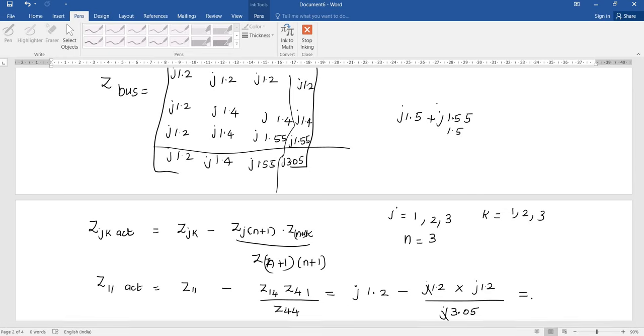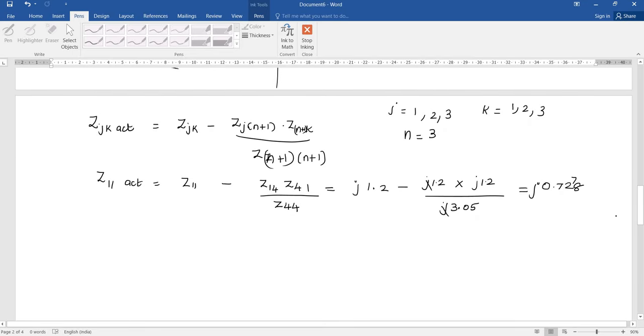So the answer, I have to use the calculator here. So 1.2 into 1.2 divided by 3.05, okay, 0.4721. 1.2 minus 0.4721, the answer is j0.7278. That is j0.7278. Okay, this is the first value.